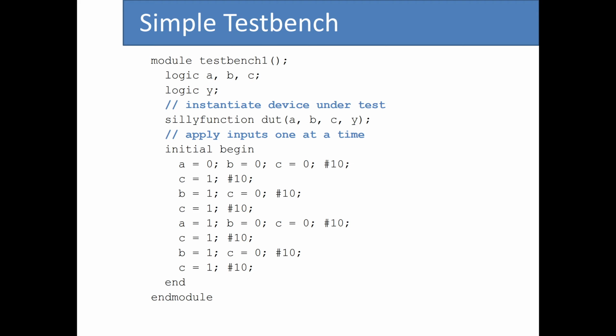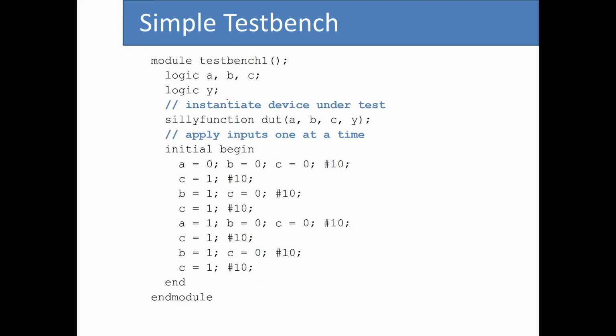For a simple test bench, as I said before, we only provide the combinations of input that we can have for the circuit and we record the outputs. A test bench module doesn't have any inputs. What it has are some internal nodes. For the test bench that we want to use for testing the silly function, we have 3 internal variables, A, B, C, and 1 output variable, Y.